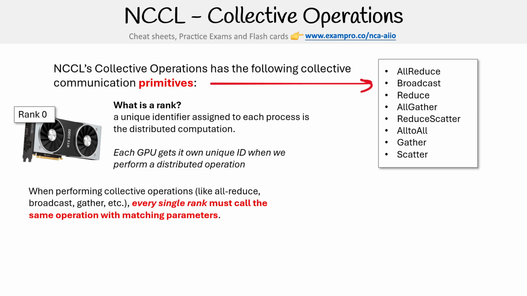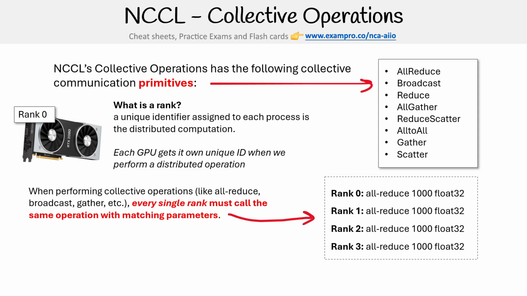So when performing collective operations like all reduce, broadcast, gather, every single rank must call the same operation with the matching parameters, right? So if you have rank 0, 1, 2, 3, look, they're all doing all reduce, they're all doing 1,000, they're all doing float32. Rank is just the number to identify that unique GPU. You might use all reduce to perform a gradient for your neural network. So that might be a case where you might use it. You might hear those terms on the exam where they're talking about, like, should you use an all reduce? And they're doing a gradient and stuff like that, okay?